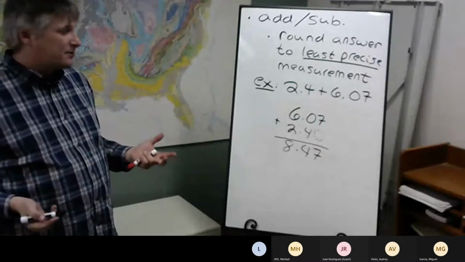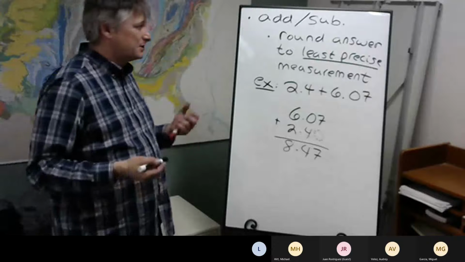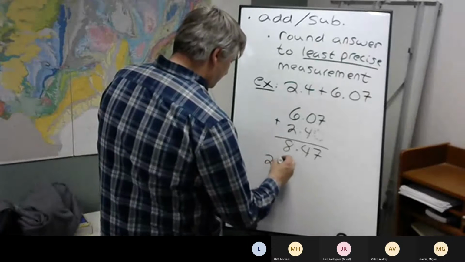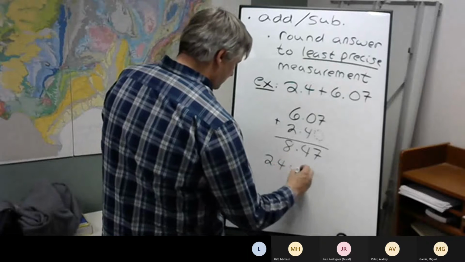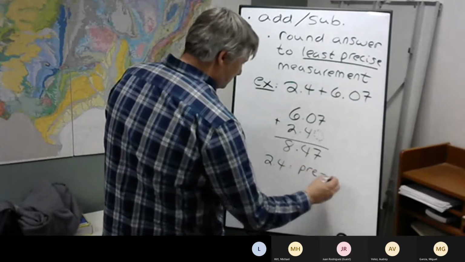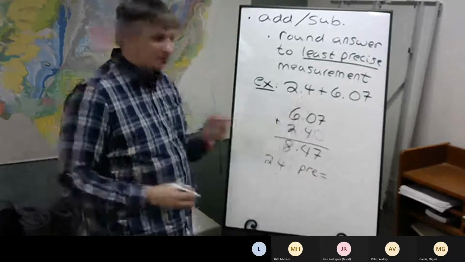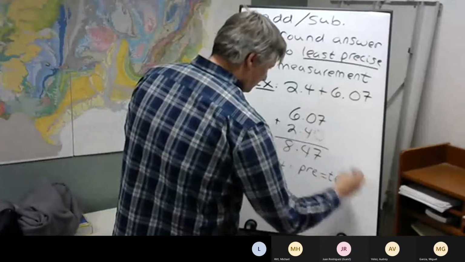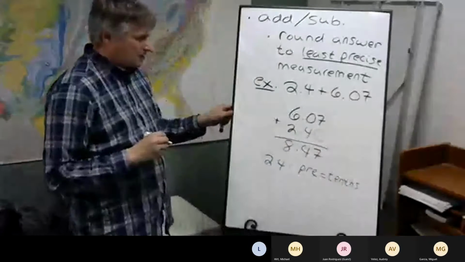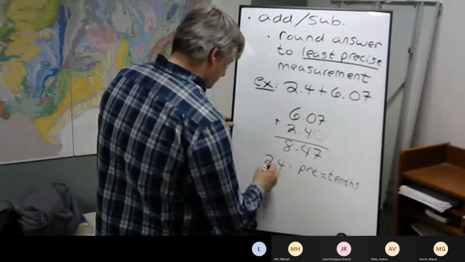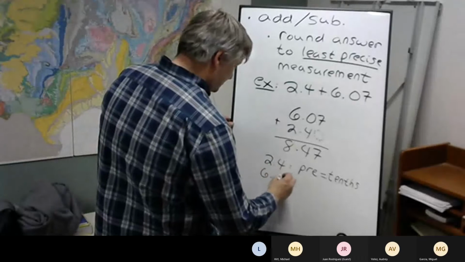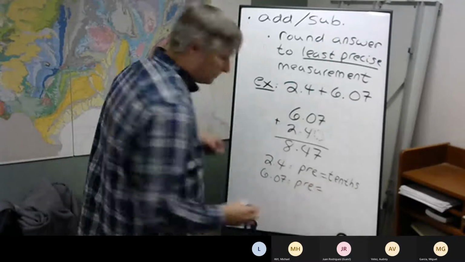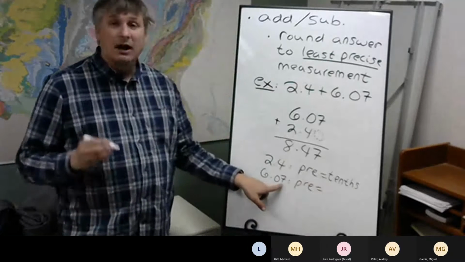So now we've got to round this based on significant digits, particularly precision. So 2.4, precision, well, it's going to be the tenths. And 6.07, well, there you go. Precision is going to be hundredths.